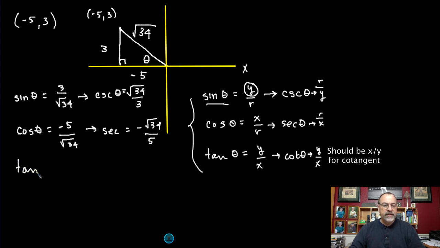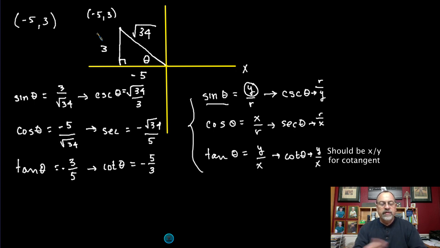And then the tangent is a relationship between the y and the x. The y is positive, the x is negative, so 3 over negative 5 gives me my tangent ratio. And then the reciprocal ratio is simply the reciprocal of that. It's still negative because it's the ratio of these x and y values, so all of that remains the same.